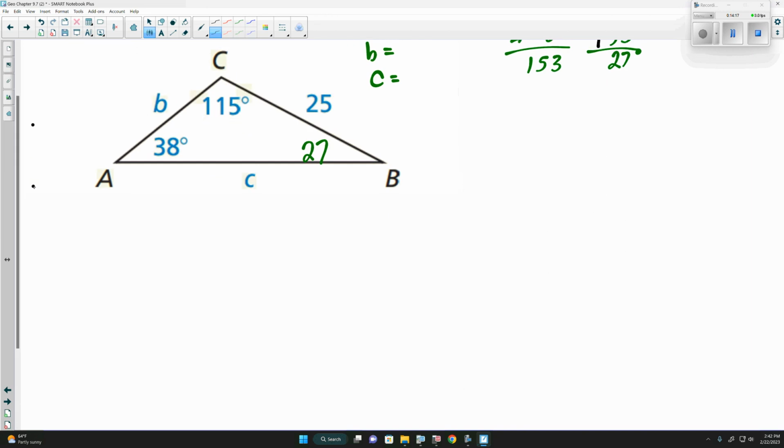Any questions on how we found the measure of angle B? So we still need to find side length b and side length c. And in both cases, we're going to have two fractions. Since we're solving for sides, side lengths are going to be on top. What's one of the sides we want to solve for? c. What's one of the side lengths we know? a, which is 25.